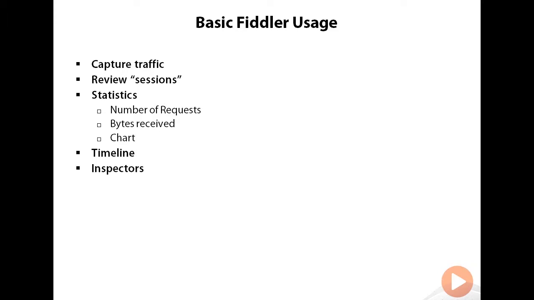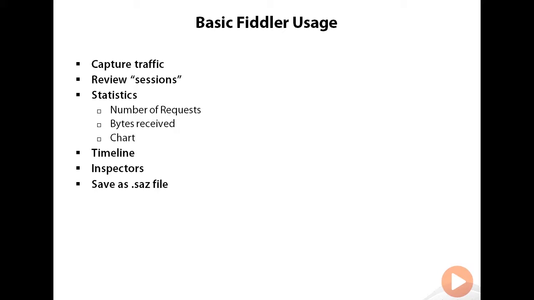We're going to look at inspectors, which allow you to look at an individual session, a request or a response, and see it in different views. For instance, there are normal raw inspectors which show you the raw request and response. But if the response happened to be an image, there's an image view that will show it as the actual image would look. And lastly, we're going to see how we can save off an archive of this session.